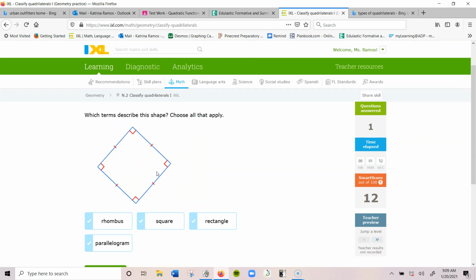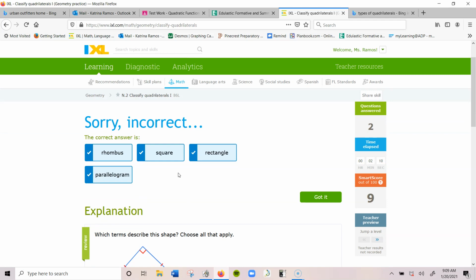Here, this is clearly a square because all of the angles are 90 degrees and all of the sides are the same. But all squares are also rhombuses, simply because all of the sides are congruent.